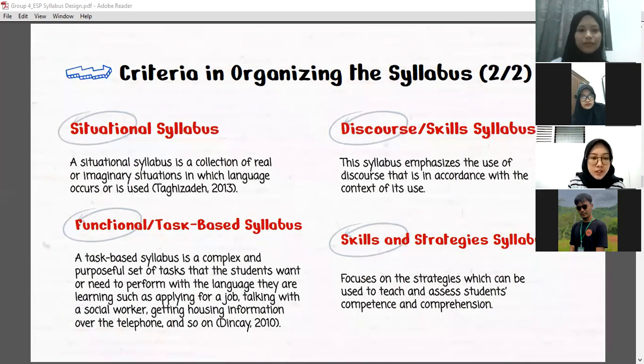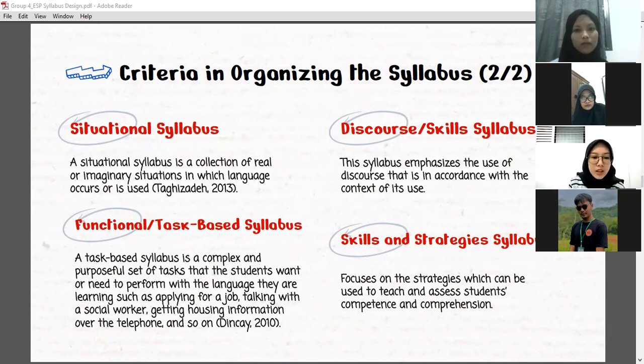Next, functional or task-based syllabus. A task-based syllabus is a complex and purposeful set of tasks that the students want or need to perform with the language they are learning, such as applying for a job, talking with a social worker, getting housing information over the telephone, and so on. From Dinky in 2010. Next is discourse or skill syllabus.